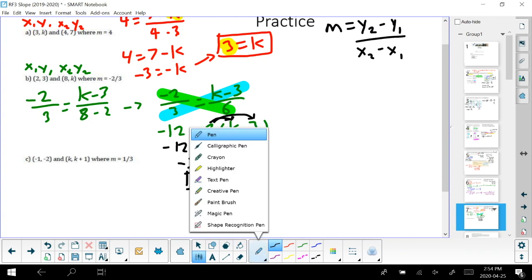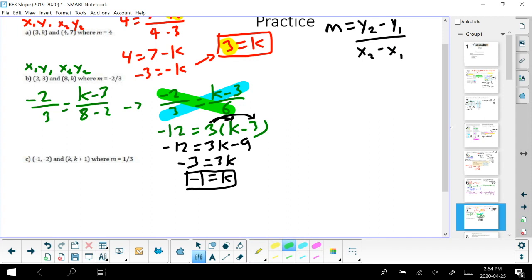What I can do to check my answer is I can say, all right, we've got a negative 1 here. I'm going to plug that back into this k value. Let's go ahead and evaluate it. Negative 1 minus 3 gives me a negative 4. So let's write that down on the side. Negative 4 over 8 minus 2 gives me a positive 6. Well, that doesn't quite equal negative 2/3. But wait, we can actually reduce that by factoring out a 2 from the top and the bottom. And that gives us a negative 2/3, which means that we've done this question properly.